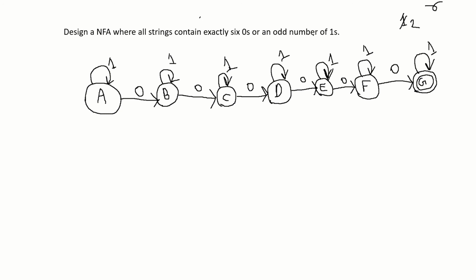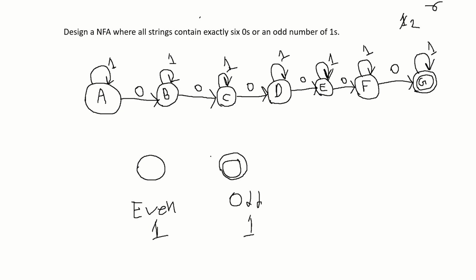And now let's design the NFA for odd number of 1's. To do this, we have to create two states. One is for even one and another is for odd one, right? So this is even one and this is odd one. As we need odd number of 1, this will be our final state.